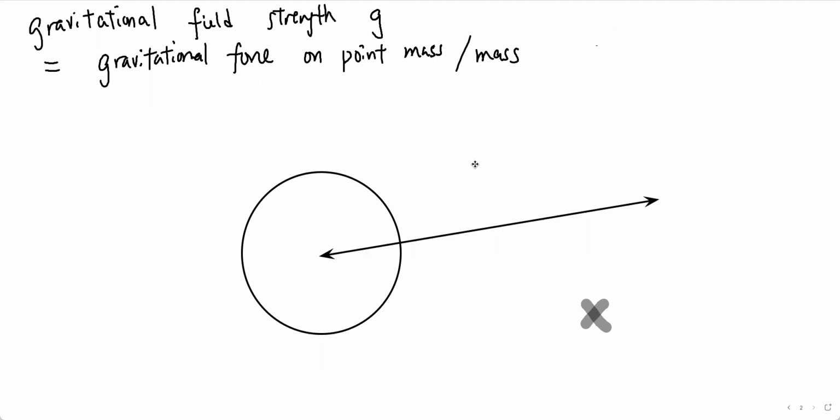So then let's take a look at the formula. So small g is the gravitational field strength. So that is a force divided by the mass of the object. So let's say at this point, you're putting a point mass small m. This is a big M. What is the formula for the gravitational force? You have just learned it yesterday.